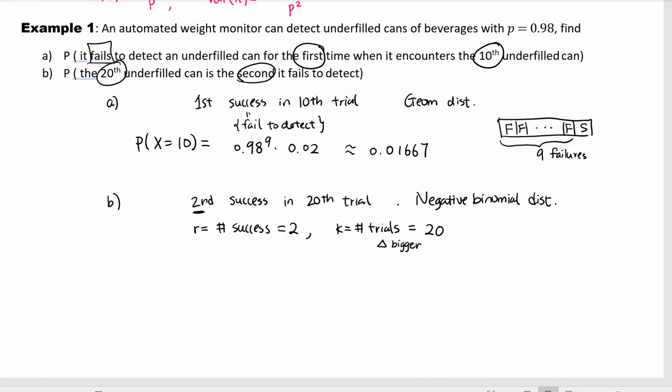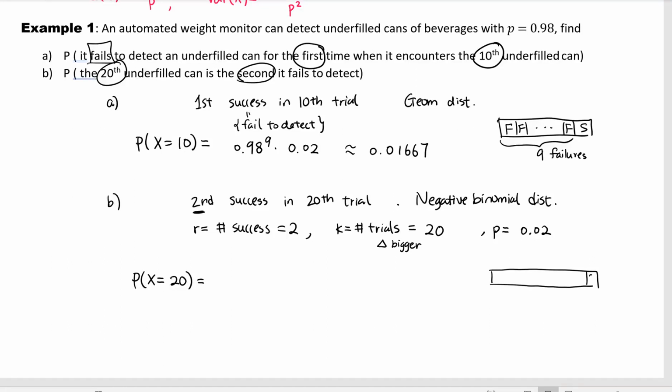All right, and so we still have failed to detect is our success. So that's why the probability P of success is actually 0.02. Okay, that's fail to detect. All right, so probability X equals K. K is 20. All right, so let's draw the picture.